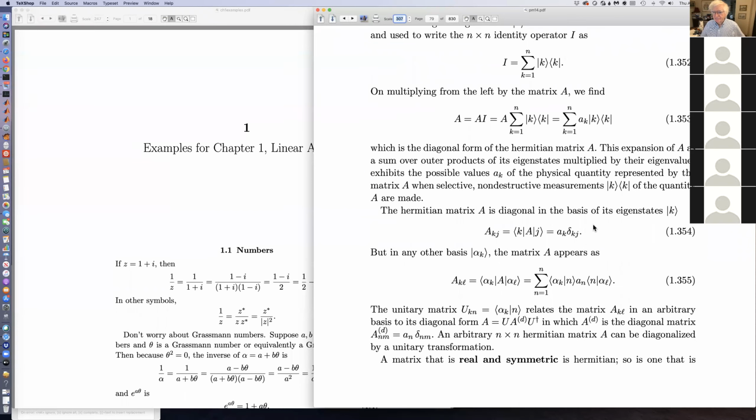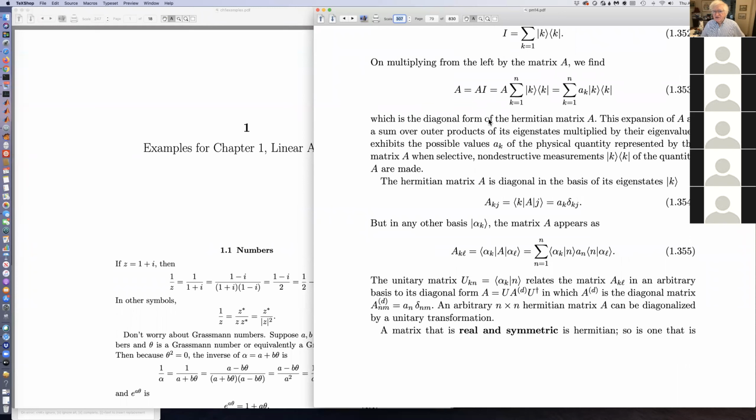And so this is expressing the operator that represents the physical variable, whatever A represents, in terms of the possible values of the physical variable multiplied by the outer products of the vectors that represent systems that have that eigenvalue, that possible value of the physical operator.